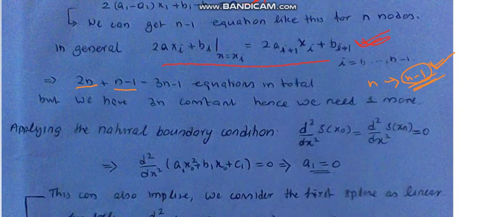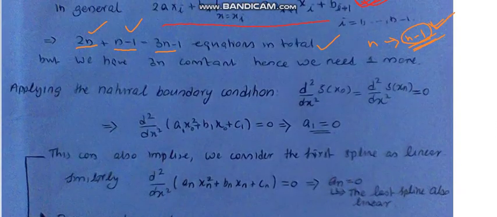So if you are considering that case, then we have 2n equations previously and n minus 1 equations from this idea of equalization of the slope at the interior points. Then we will be having a total of 3n minus 1 equations now, because 2n plus n minus 1 becomes 3n minus 1, and this is the total number of equations.